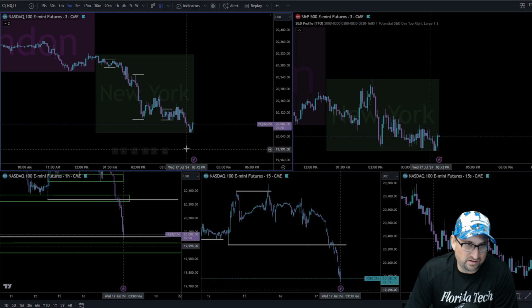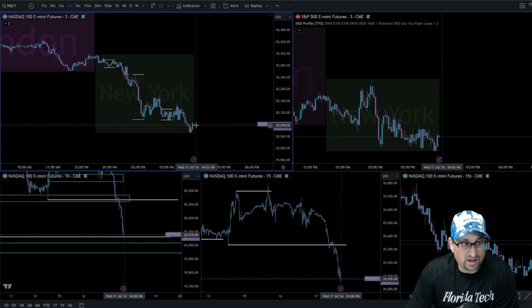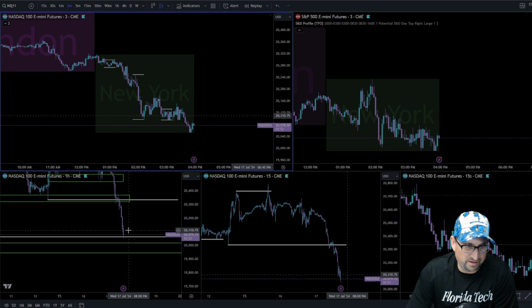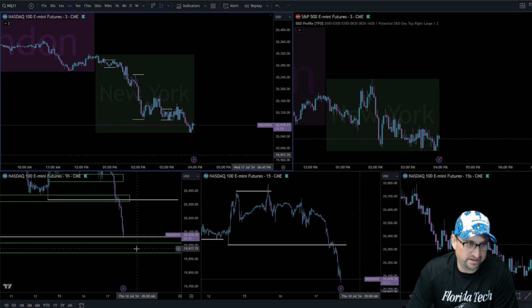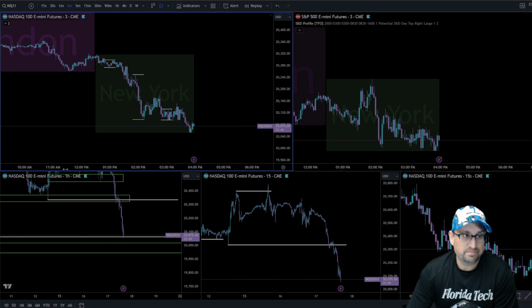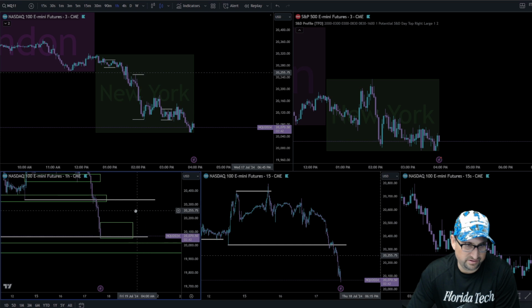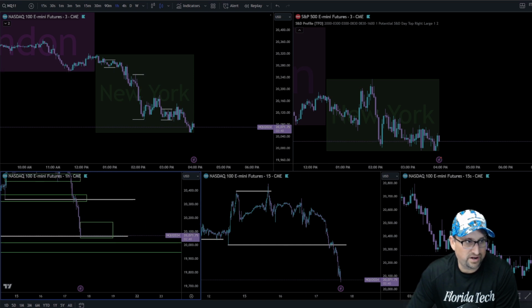So if I take a long here, I'm going to be a lot more cautious because I realize we could come up a little and then just go straight down in here. Another thing we could do, which happens a lot, would be to range right here for a little while. And what's that range going to build? It's going to build liquidity.